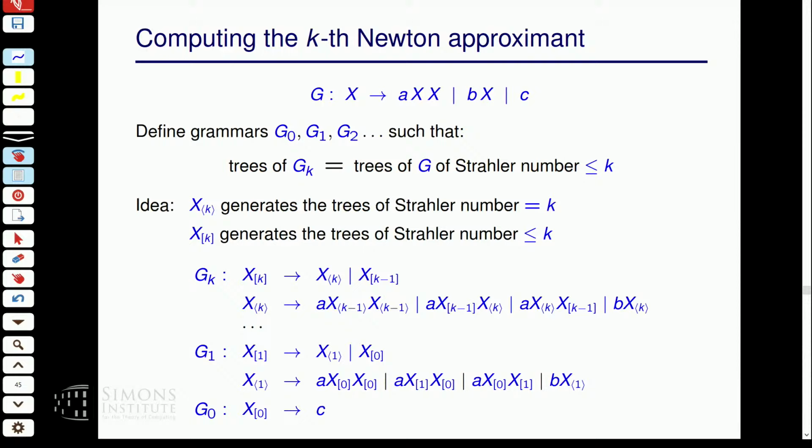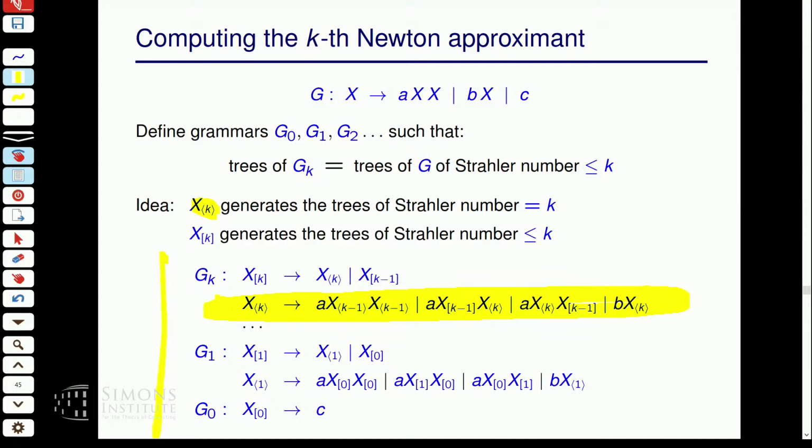More generally, in order to do it systematically, let's introduce these two variables, X with angle brackets k, with a bracket, I guess. This generates the trees of a Strahler number exactly k, or we are going to design the grammar in such a way. And the one with the square parentheses generates the trees of a Strahler number less than or equal to k. The only thing which is important here, don't read all this mumbo jumbo, is this equation, or this set of productions, because this corresponds exactly to the inductive definition of a Strahler number. What this is telling you is the following.